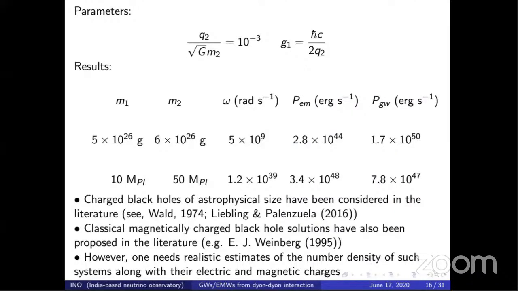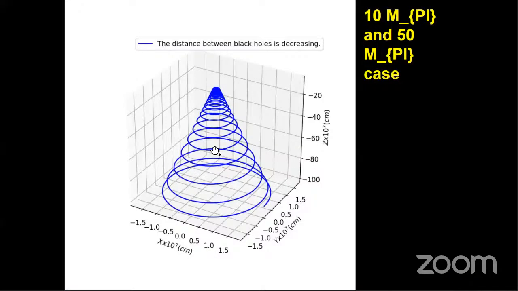Yeah. So in this slide, you see that there are two mass parameters. If you have dyons which are planetary size, the masses are of the order of Earth masses. Then if one of the dyons has dimensionless electric charge, that is charge divided by square root of G times mass of the object, 10 to the minus 3, and the other has magnetic charge satisfying the Dirac quantization condition, then an interesting thing happens. The electromagnetic power is of the order of 10 to the 44 ergs per second, while the frequency is of the order of gigahertz. Now, why is this important? Next slide, please. There's a whole class of objects which have been recently discovered.